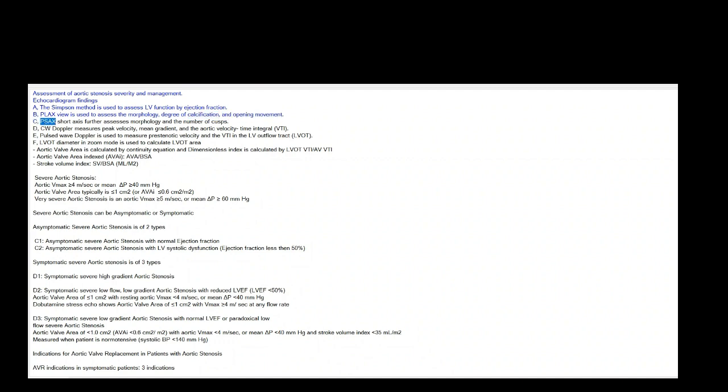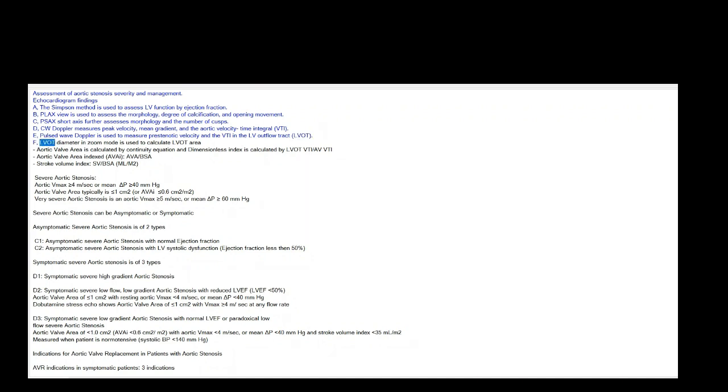C. PSAX short axis further assesses morphology and the number of cusps. D. CW Doppler measures peak velocity, mean gradient, and the aortic velocity time integral, VTI. E. Pulsed wave Doppler is used to measure prestenotic velocity and the VTI in the LV outflow tract, LVOT.